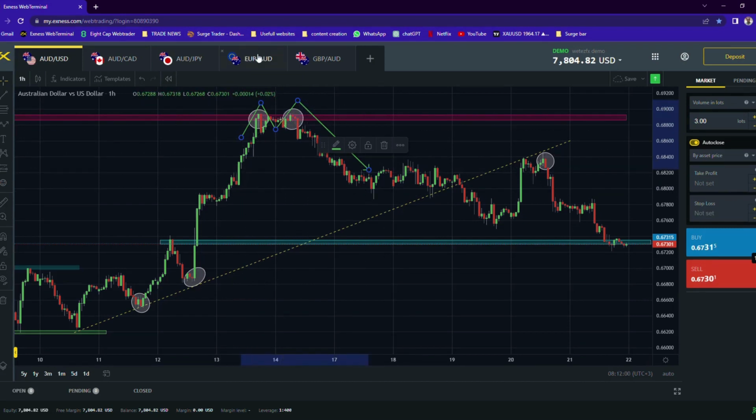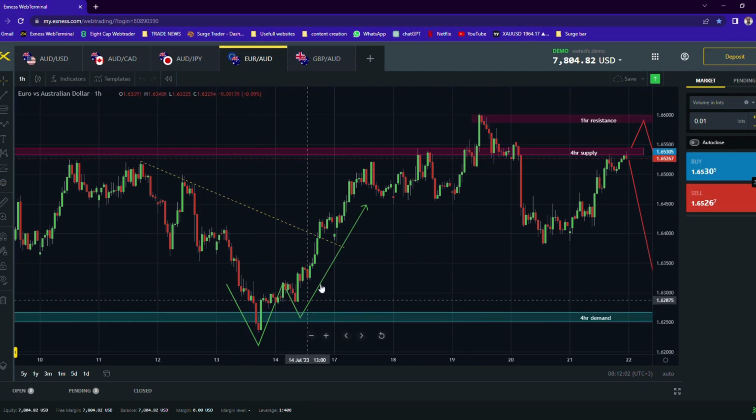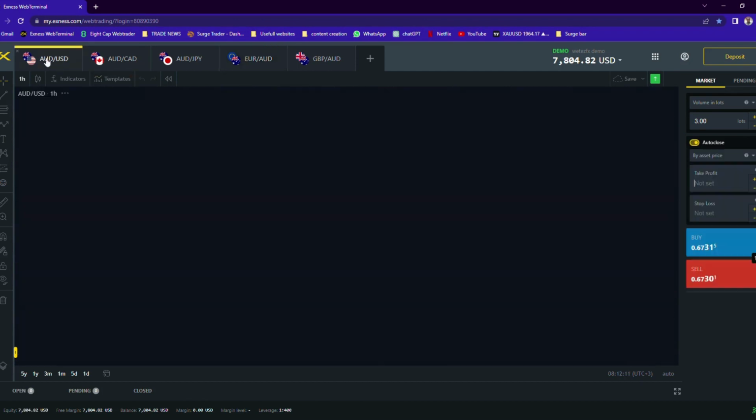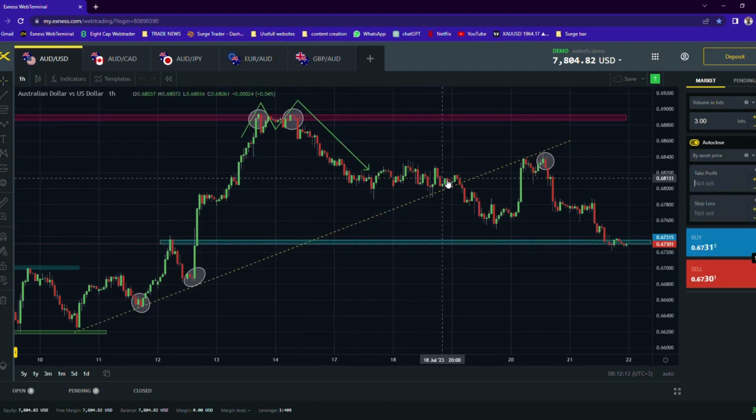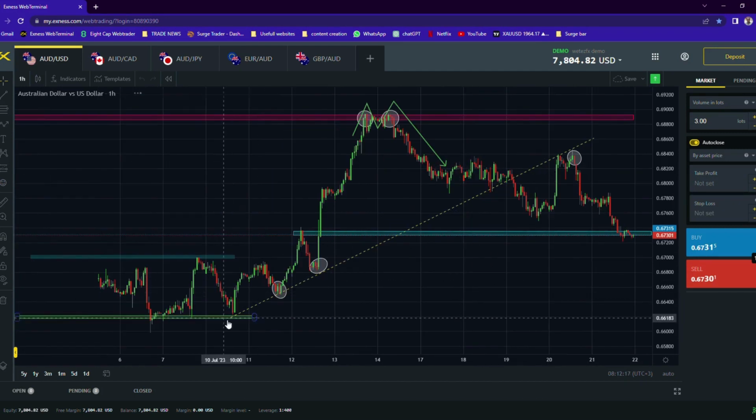13th and 14th, it was a double top and a push to the downside. Euro AUD, double bottom, push to the upside. So this clearly shows you that this is negatively correlated with AUD USD. We can look at another entry right here that was confirmed on AUD USD.